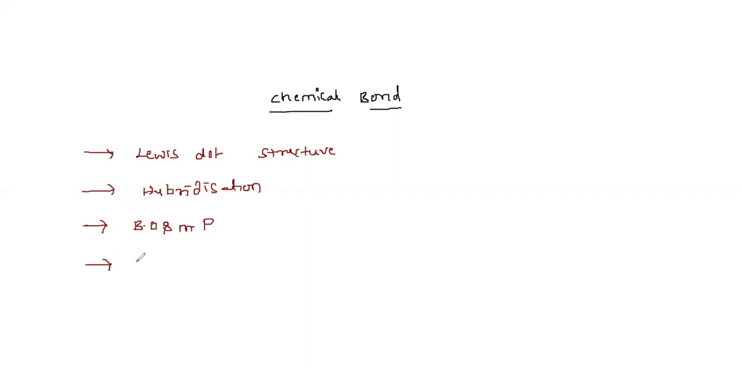Then another one is shapes of the orbitals. These are the four very important topics. Generally, they ask questions on either Lewis dot structure or hybridization. In maximum cases, they ask only from these four topics.